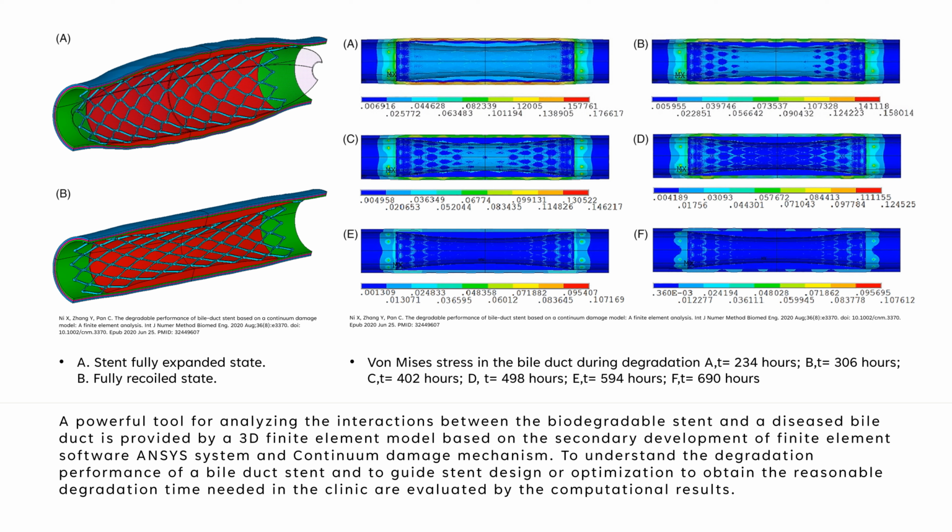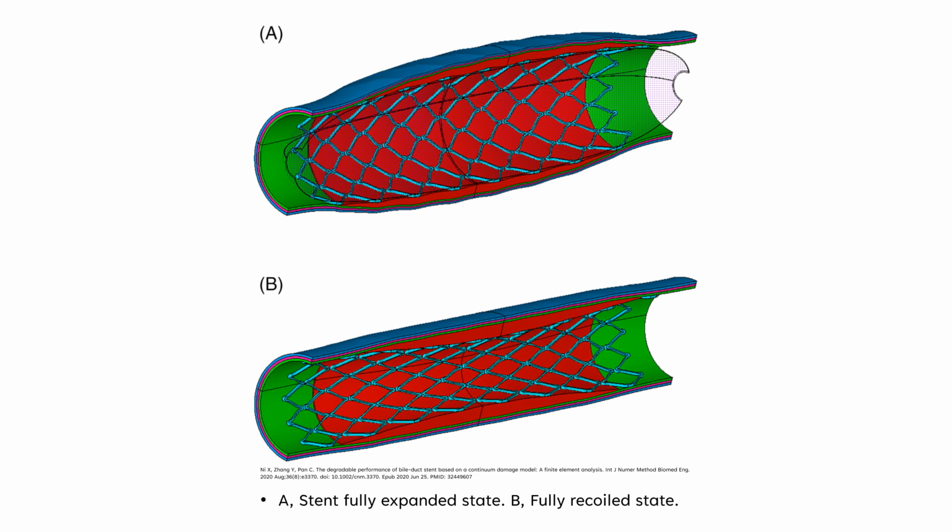And third, determine the effects of corrosion behavior on the wall of the bile duct. It provides a method and a technical reference for researching the degradation performance of the stent in more depth in the future. In simulating stent expansion, a uniform pressure is applied on the inner surface of the balloon to inflate the balloon and then to expand the stent to a full expansion state shown in Figure A. Stent recoil is simulated by removing the uniform pressure shown in Figure B.